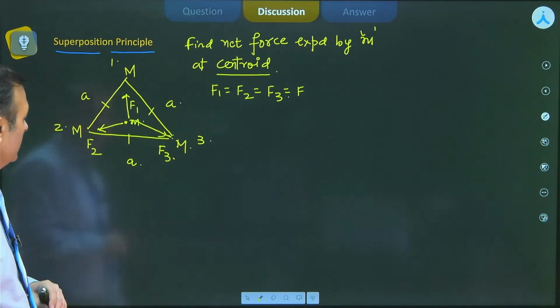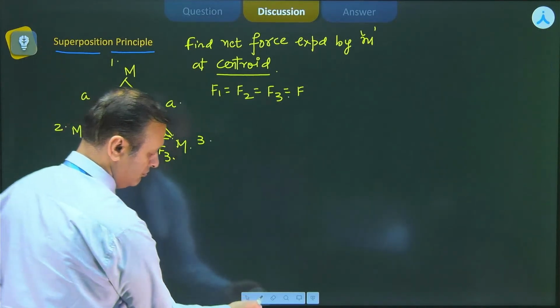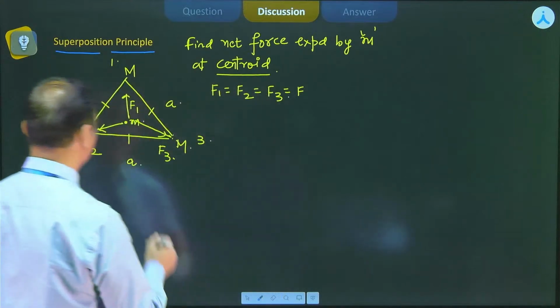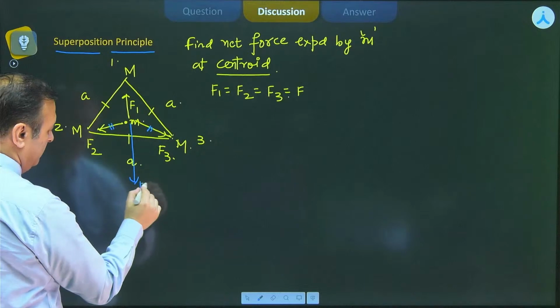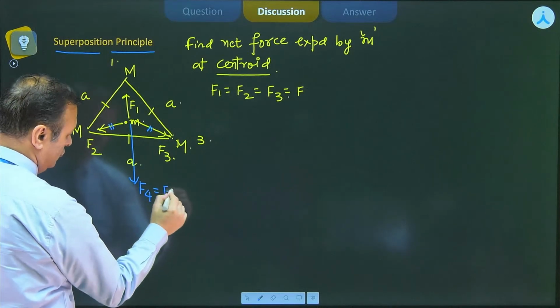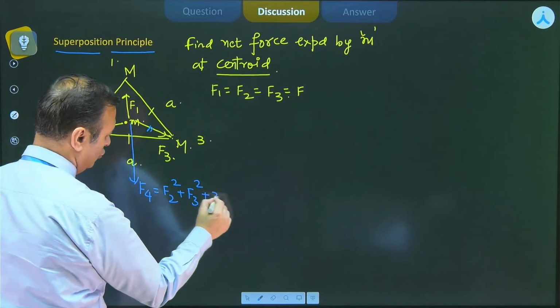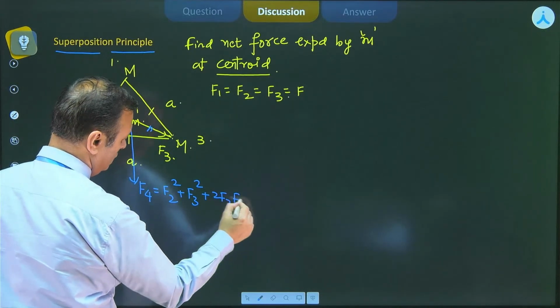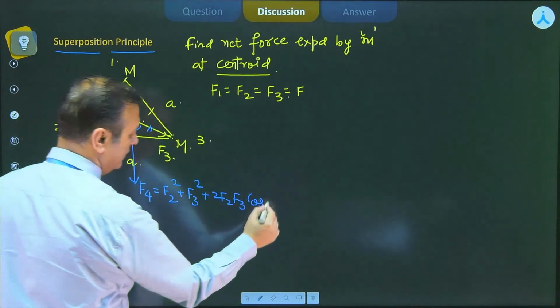Got it? Now look at these two. The resultant, let it be F4. So this is F2, F3, 2 times F2, F3 cos. Can you see this angle as 120?